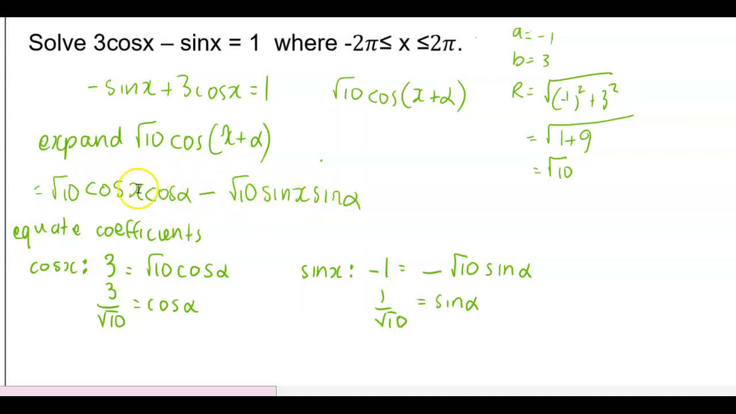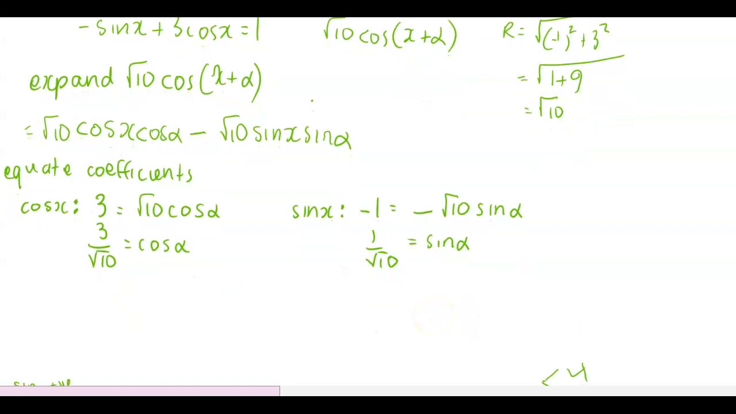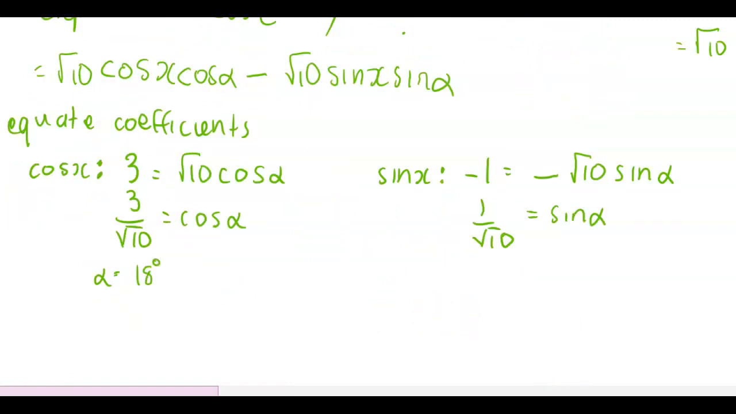I'm going to then equate coefficients of this equation here and this one up here. So we're not looking at the equal to 1 yet. We're just getting our nice base equation in terms of cos. So for cos, on the left-hand side, I've got 3. And for cos, on this side, I've got root 10 cos alpha. Equating those, I get 3 over root 10 is cos alpha. Similarly for sine, up here I've got minus 1. And down here I've got minus root 10 sine of alpha. Rearranging, I get 1 over root 10 is sine of alpha. So they're my two equations. Let's find what alpha is. Okay, so alpha is 18 degrees rounded.